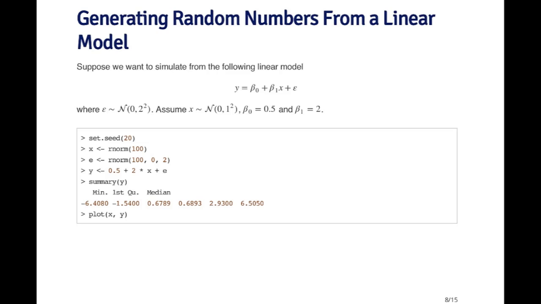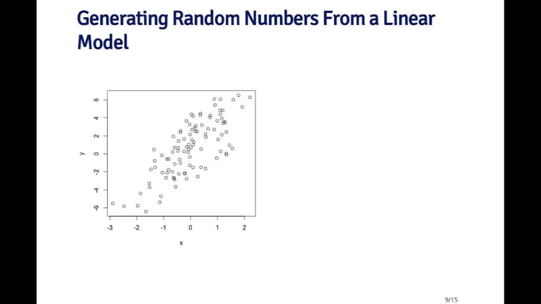From the summary here, you can see that y has roughly a mean of 0.68, and it ranges from about -6 to +6. And then I can plot the data to see what they look like. And here they are on the next slide. So this is the plot of the x that I simulated and the y that I simulated from the linear model. You can see that they very clearly have a linear relationship that follows the model that we specified.